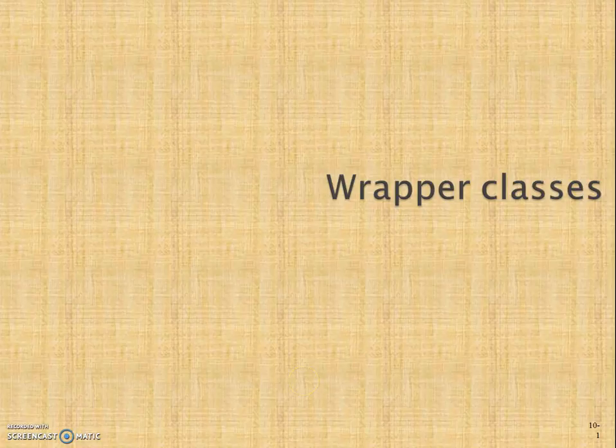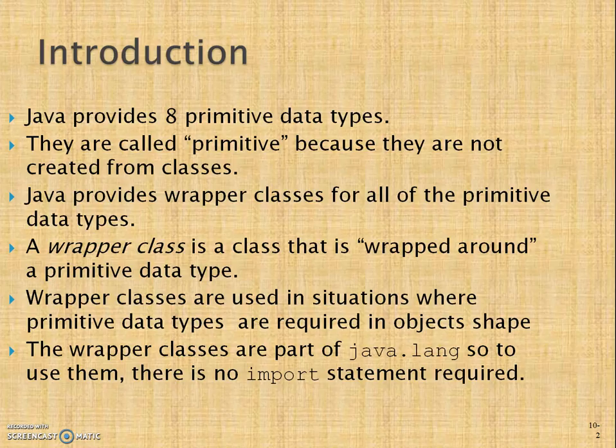Let us discuss wrapper classes. Java is an object-oriented language and can view everything as an object except primitive types. Primitive types are not objects and they do not belong to any class. They are defined in the language itself. Sometimes it is required to convert a primitive type into an object.